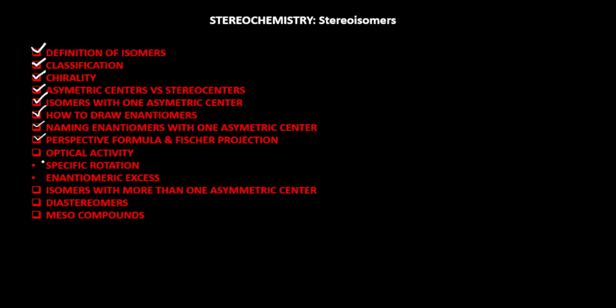Going by our outline, so far we've been able to take a look at optical activity as well as isomers with more than one asymmetric center, and also how to name them. We've been able to take a look at diastereomers. Now very quickly, let's take a very brief look at meso compounds.